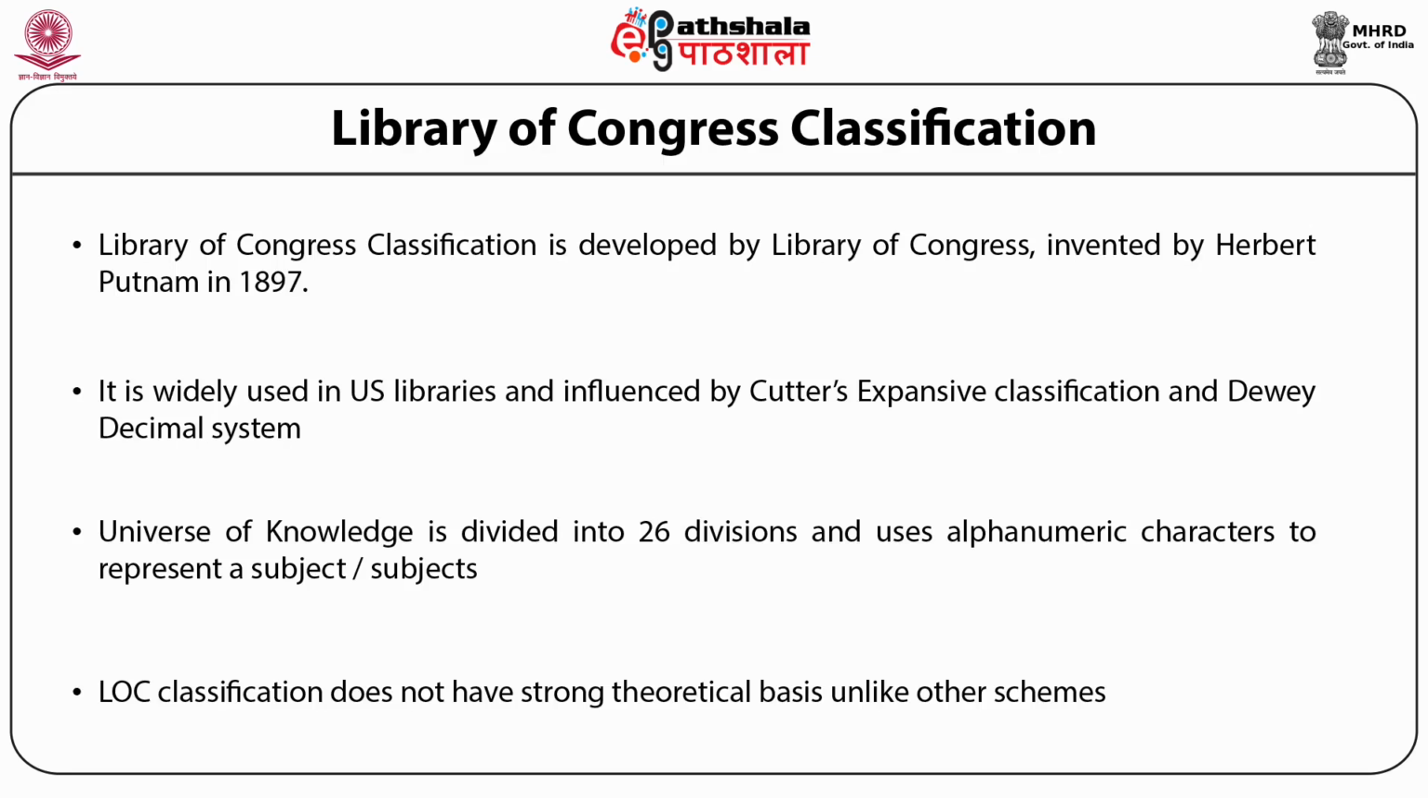The Library of Congress Classification is a system developed by the Library of Congress, but many United States libraries prefer to use the Dewey Decimal Classification. The Library of Congress Classification has been criticized for lacking a sound theoretical base because many of the other classification schemes were developed based on some theoretical aspects.